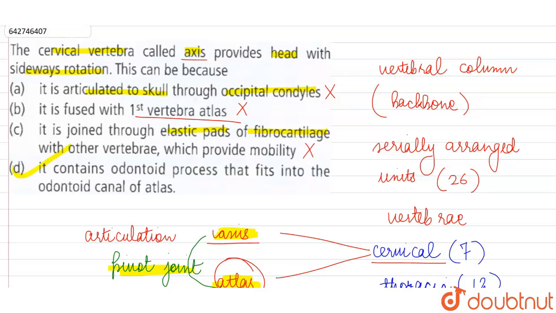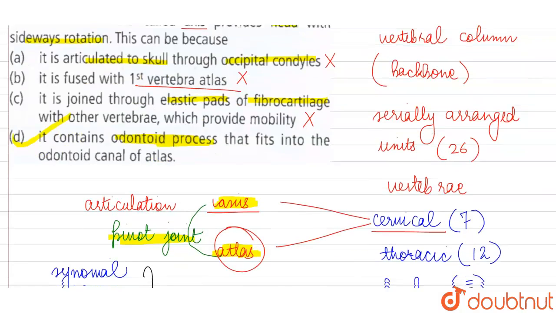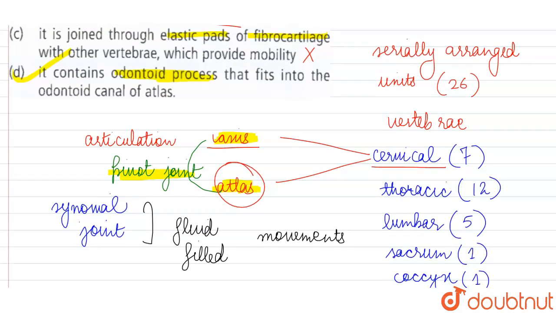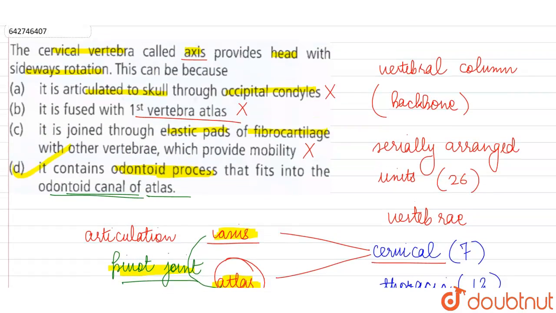So our last option here is correct. It contains an odontoid process. We can say it has a projection called the odontoid process, which fits into the odontoid canal of the atlas, thus forming a pivot joint and allowing a variety of movements such as rotation. So over here our correct answer is option D. Regarding axis, that is our second vertebra in the vertebral column.